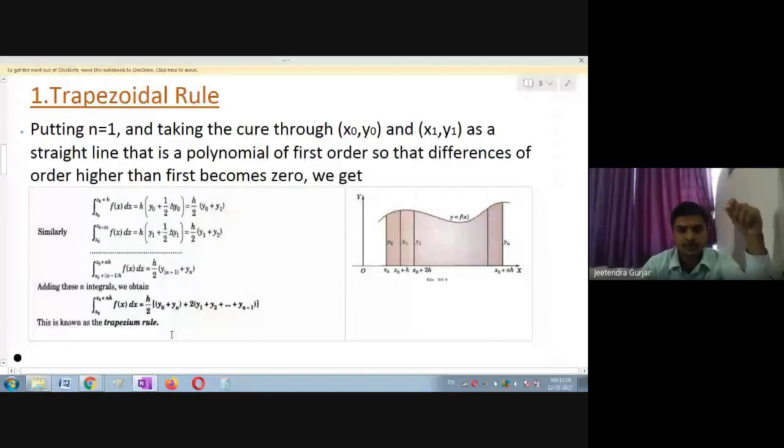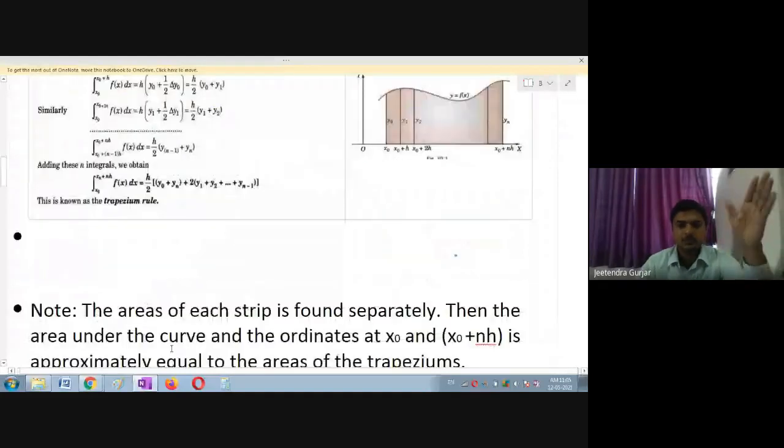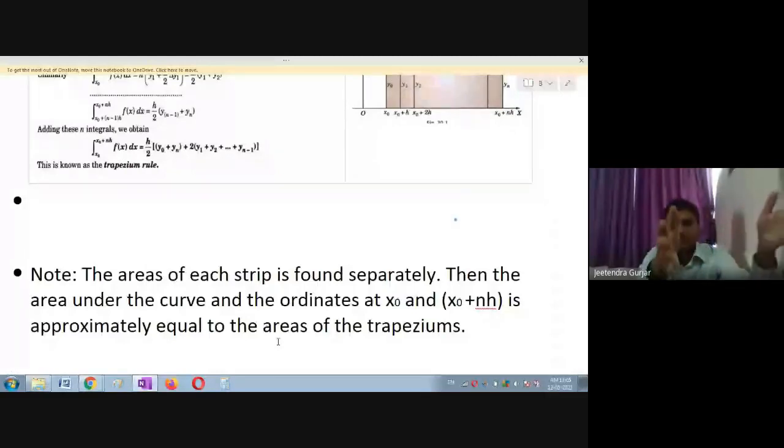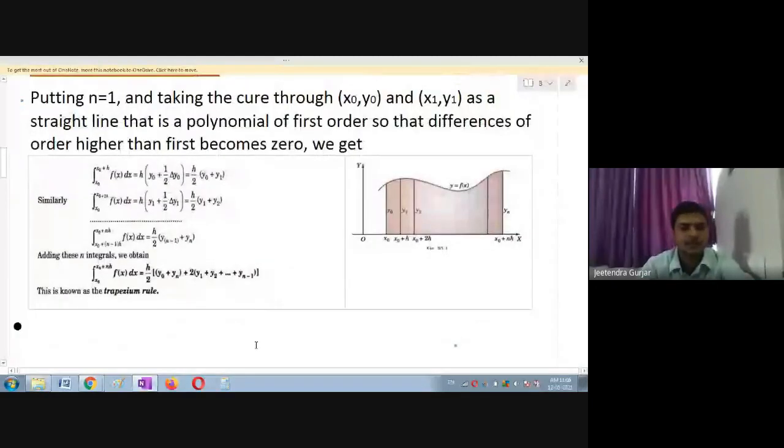Why is this known as the trapezium rule, you may ask me. The area of each strip is found separately. I take the area of every strip, and at the end I add them. Then the area under the curve and the ordinates at x naught and x naught plus nh is approximately the area of the trapezium. Therefore, this is known as the trapezium rule. Please remember this, friends, which is helpful for solving the examples.